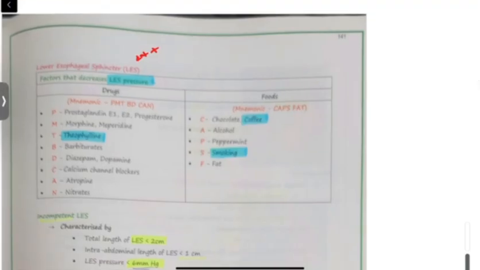Okay, in case of lower esophageal sphincter, we need to study a bit more because there are some certain specific diseases related to lower esophageal sphincter as well. So just like I have said, there is less pressure in case of lower esophageal sphincter as compared to upper esophageal sphincter, that is 6 to 26 mm of Hg.